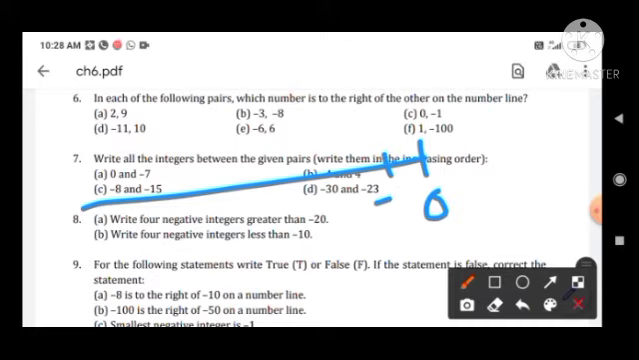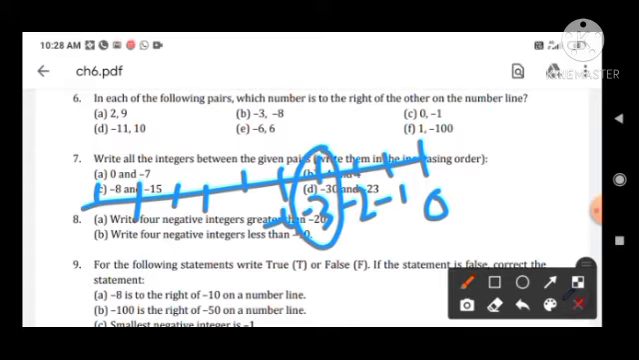This is 0, then here -1, then -2, -3. It will go like this in this way, -3, -4. So where is the -3? -3 is here. Then -8 will be somewhere here, isn't it?